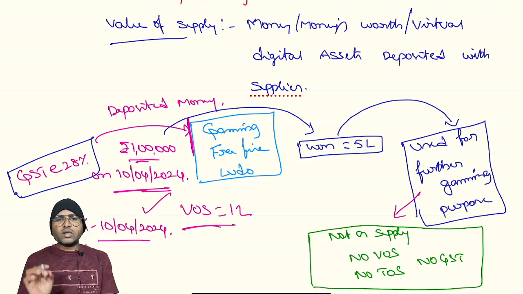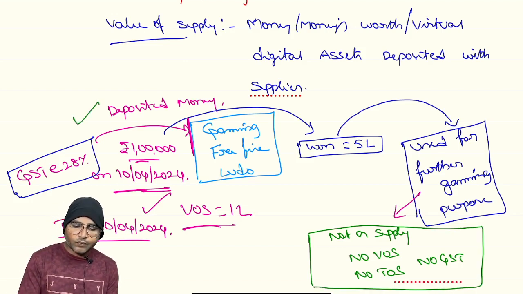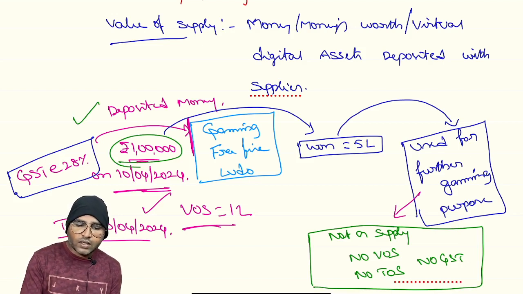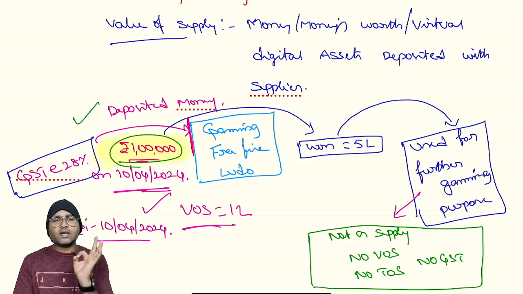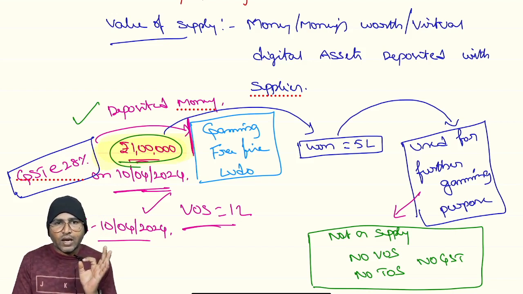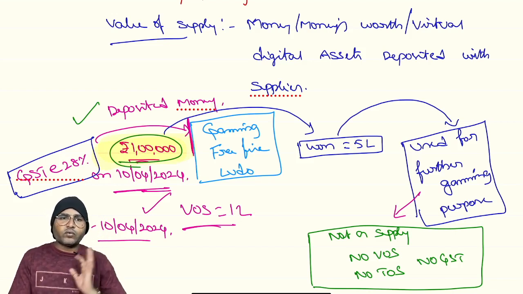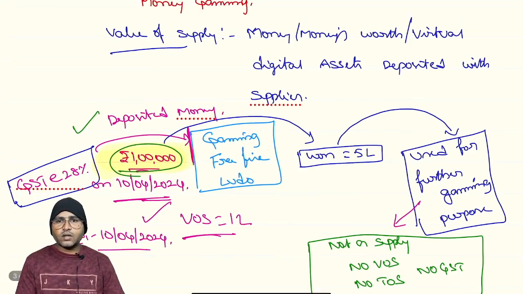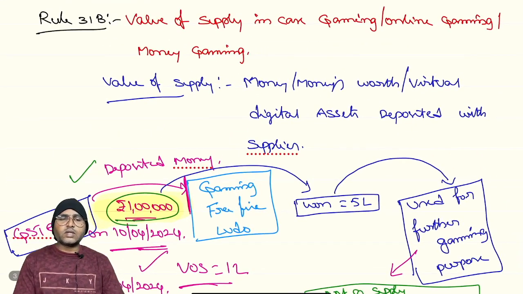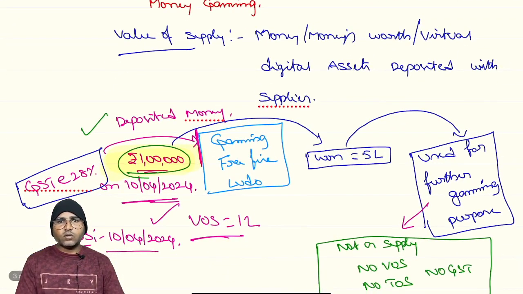So simply you have to remember, whatever the amount deposited, only such amount will be the value of supply. The amount which is deposited, only to that extent it will become value of supply, on which we have to pay GST at the rate of 28%. Are you clear? So this is the content of the rule 31B.